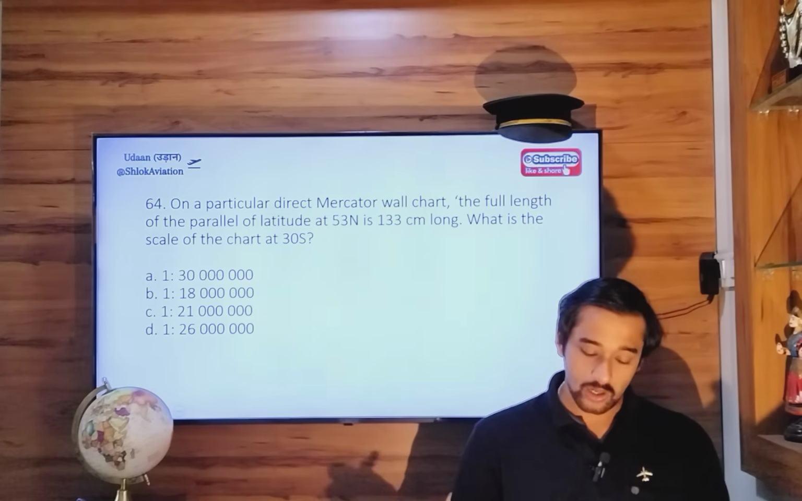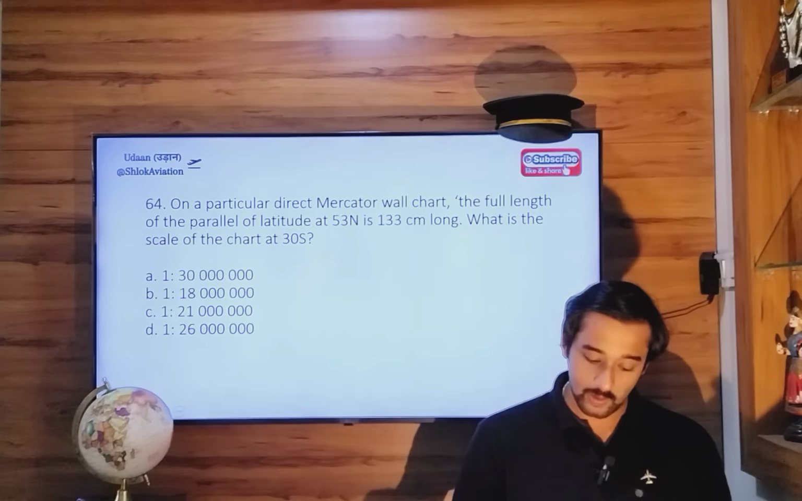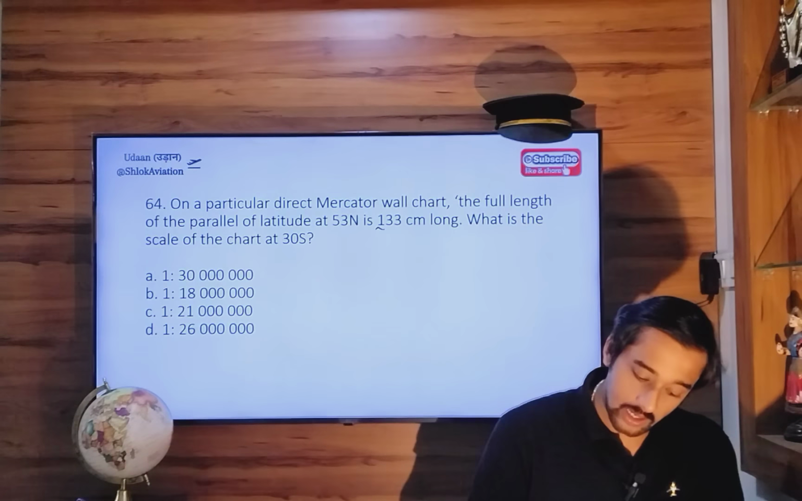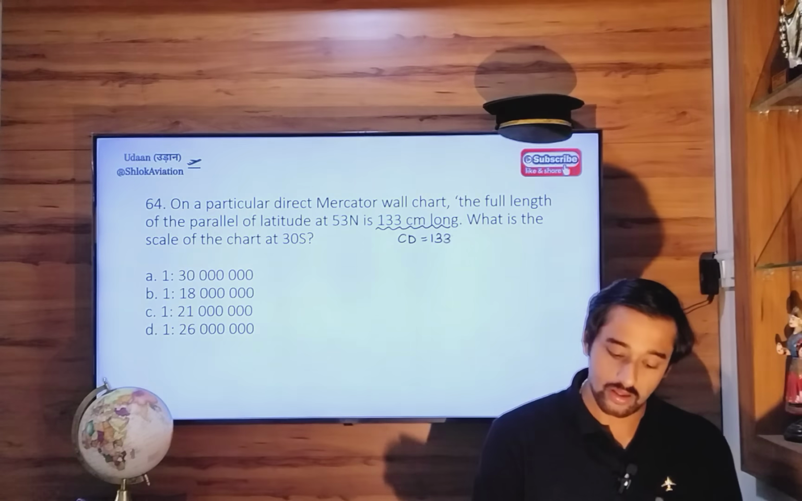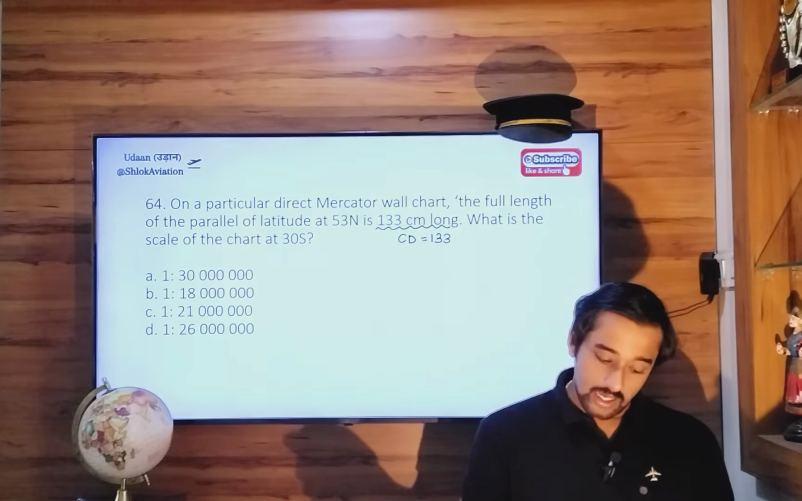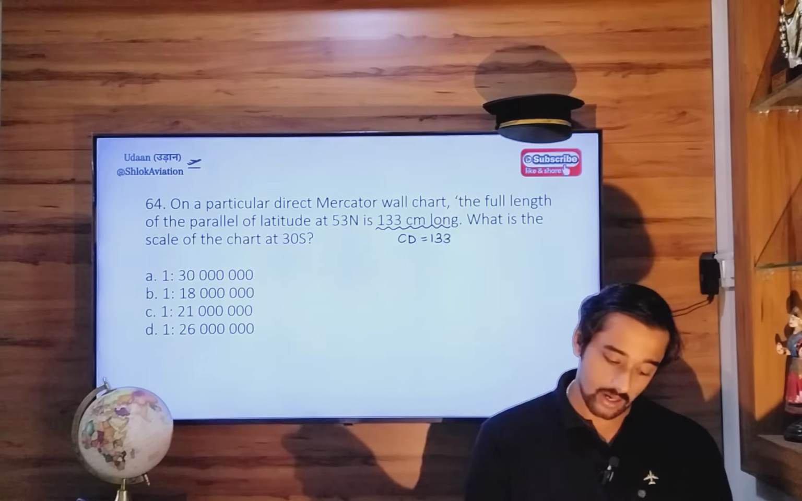Simple. Next, on a direct Mercator chart, the full length of the parallel of latitude at 53 north is 133 centimeter long. So chart distance is 133. What is the scale of the chart at 30 south latitude?